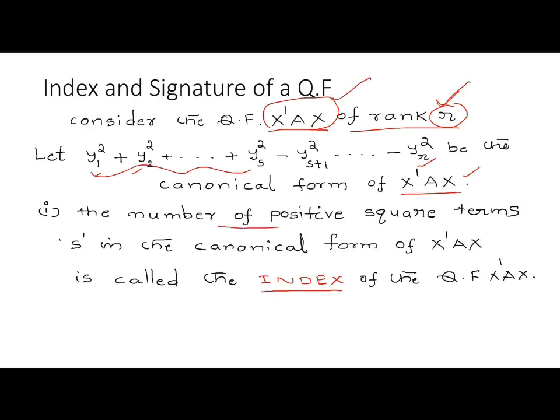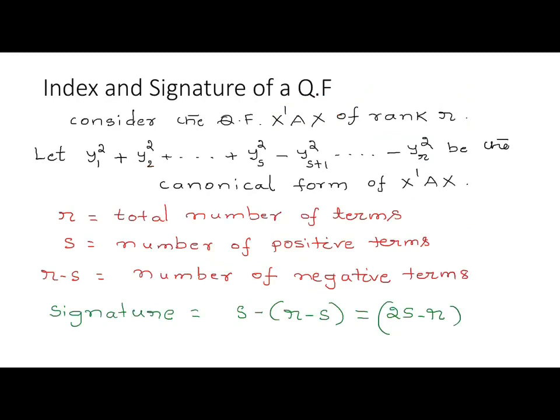The number of positive square terms, that is S here, in the canonical form or sum of squares form of x transpose X is called the index. This is one definition. Next, in the canonical form or sum of squares form, let us define some terminologies. Let R denote the total number of terms, which is called the rank. The number of positive terms, that we just discussed, is the index.